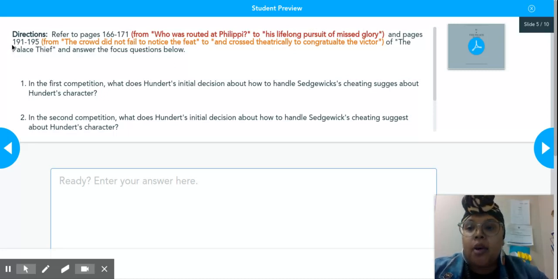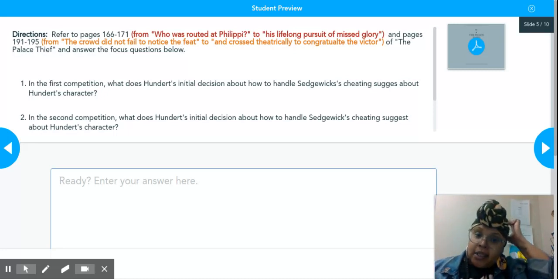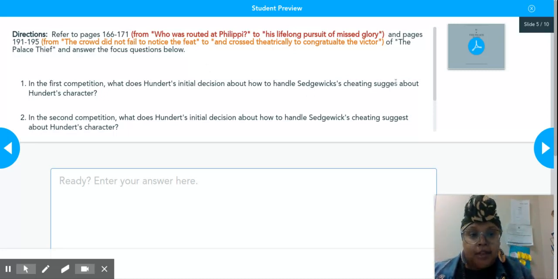And then you will also focus on pages 191 to 195. You will start at "the crowd did not fail to notice the feat," and you will end at "and cross theatrically to congratulate the victor." You're going to focus on these two sections because you are going to be comparing the two different Mr. Julius Caesar competitions.